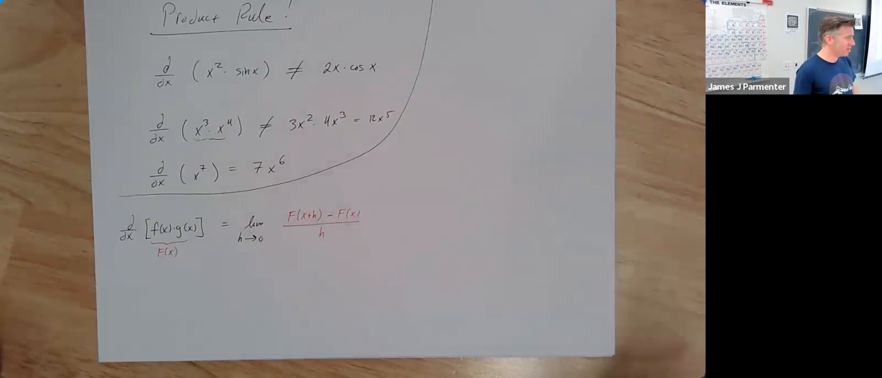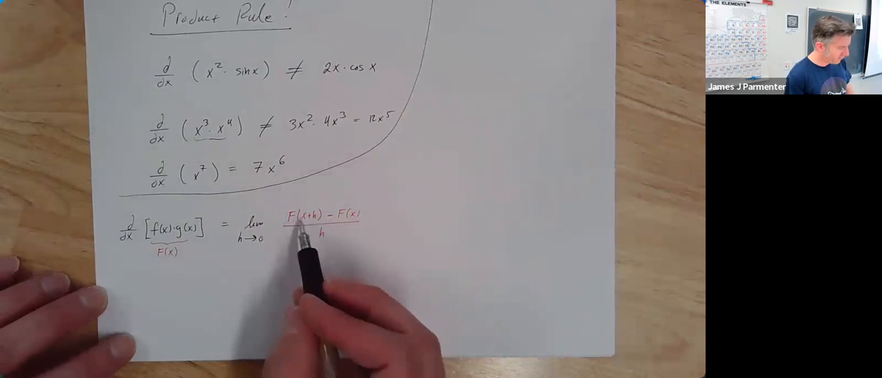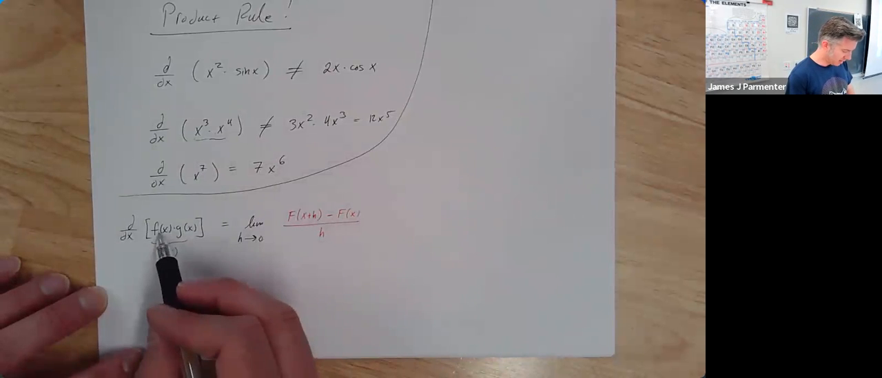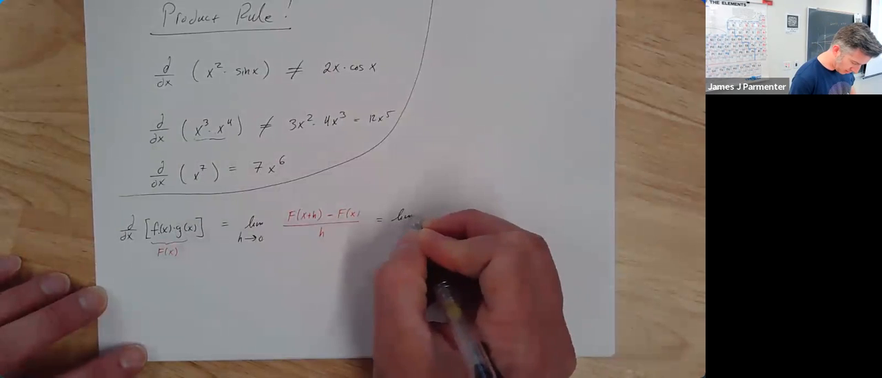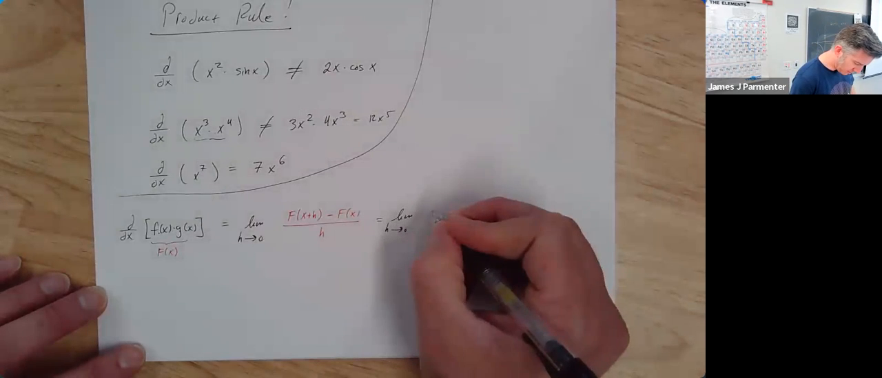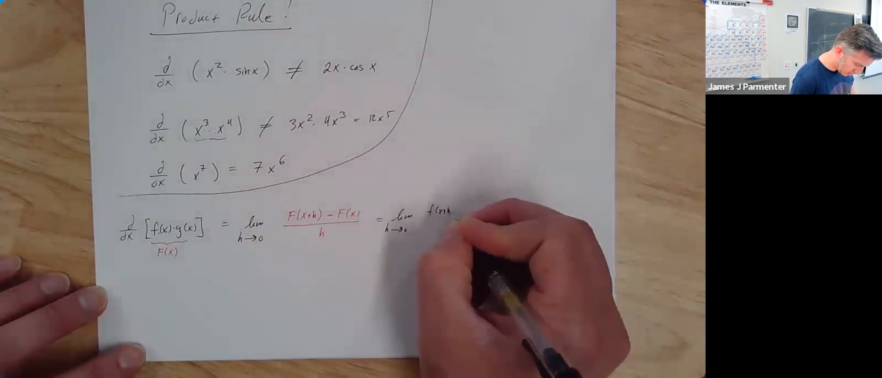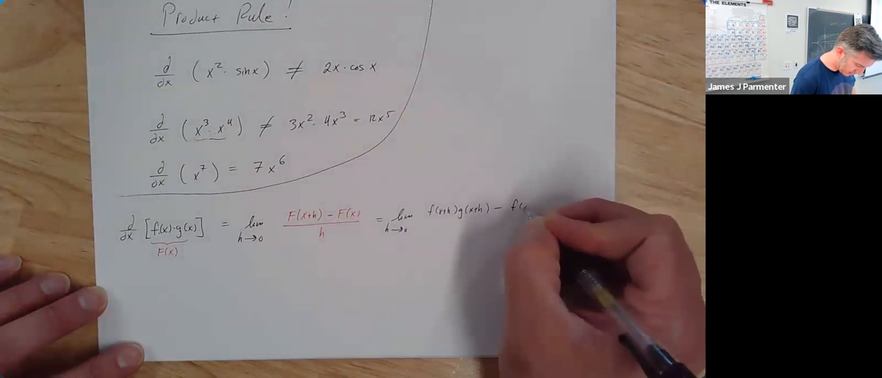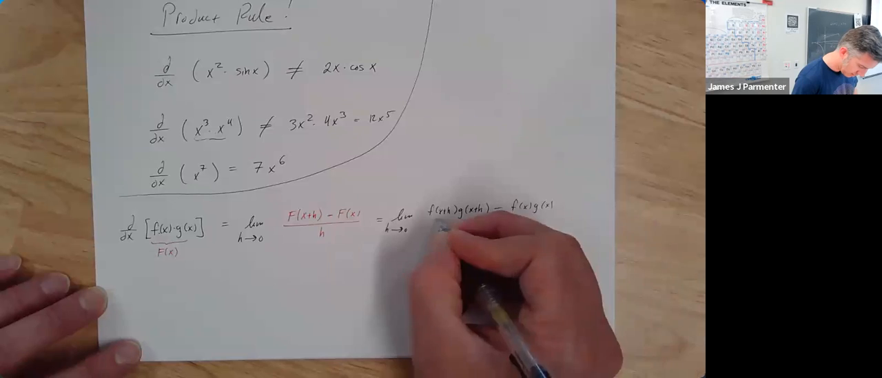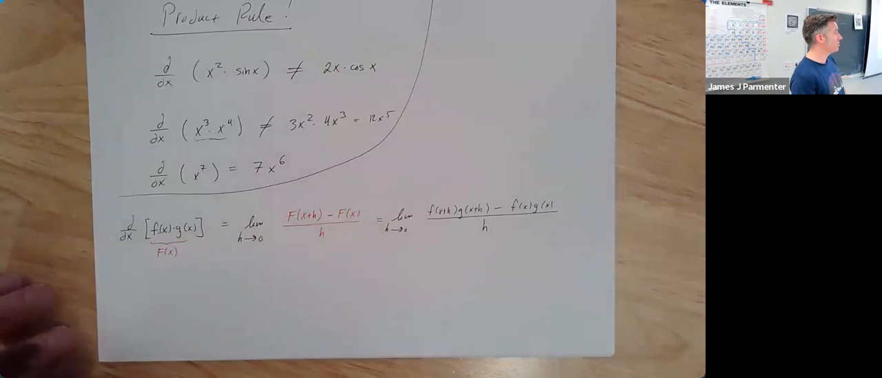I honestly couldn't tell you why people do it this way. They just do. So then capital F of x plus h is really little f of x plus h times little g of x plus h. I get the limit as h goes to 0 of little f of x plus h times g of x plus h minus little f of x times g of x. I don't know why we couldn't just jump straight to that.